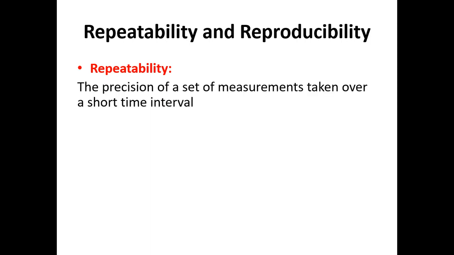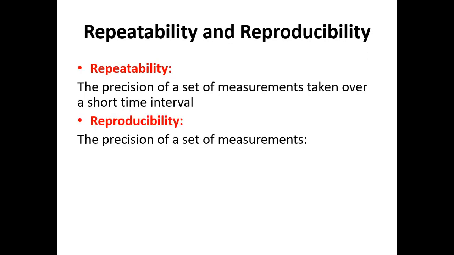Repeatability means the precision of a set of measurements taken over a short interval of time, which means that we are going to repeat the experiment with some parameters, but the experiment interval is going to be as short as possible. So if you repeat the exercise within a very short period of time and can get the same reading again and again, then it is called repeatable, right?